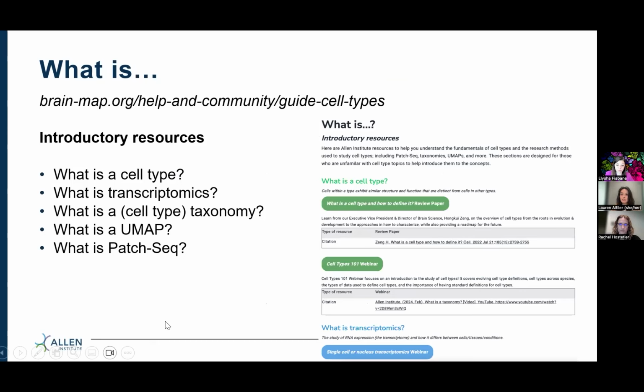So the what is section is a great introductory. If you're a little bit new to cell types or just want a refresher, we have a lot of links to great resources, such as Hunkwey's review paper on what is a cell type and how to define it. We have a brief one on what is transcriptomics. We link out to previous webinars, such as our cell type taxonomy webinar, a great guide to what is a UMAP, and also a guide to what is patch-seq. So this is a great introductory if you're a little bit new to cell types and just need some grounding.